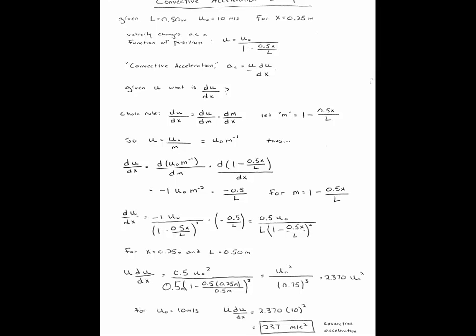Okay, so that is 2.370 u naught squared. And now we have a value for u naught. We know that u naught is 10 meters per second. So then that is 2.370 times 100, because it's 10 meters per second, squared. So it's 237 meters per second squared, which is the convective acceleration at the location that we're interested in.